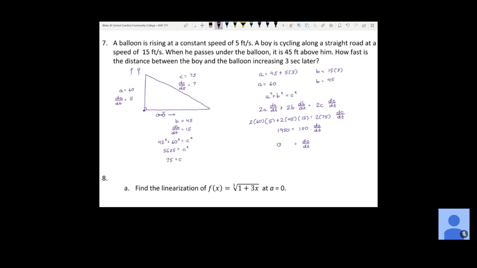Now we just need our units. Okay, so what are the units going to be on dC/dt? Perfect. Right. That's a rate of change of that distance. So that's going to be in feet per second.